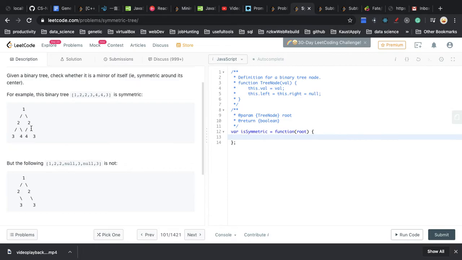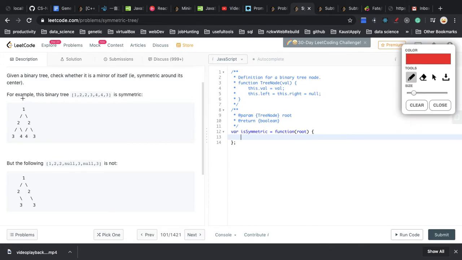This tree is a symmetric tree, as you can see. If you cut the tree in the middle, you will find there's a mirror, and all those node values are symmetric. And this tree is not a symmetric tree. Although the node values look the same, the left and the right nodes are not symmetric.